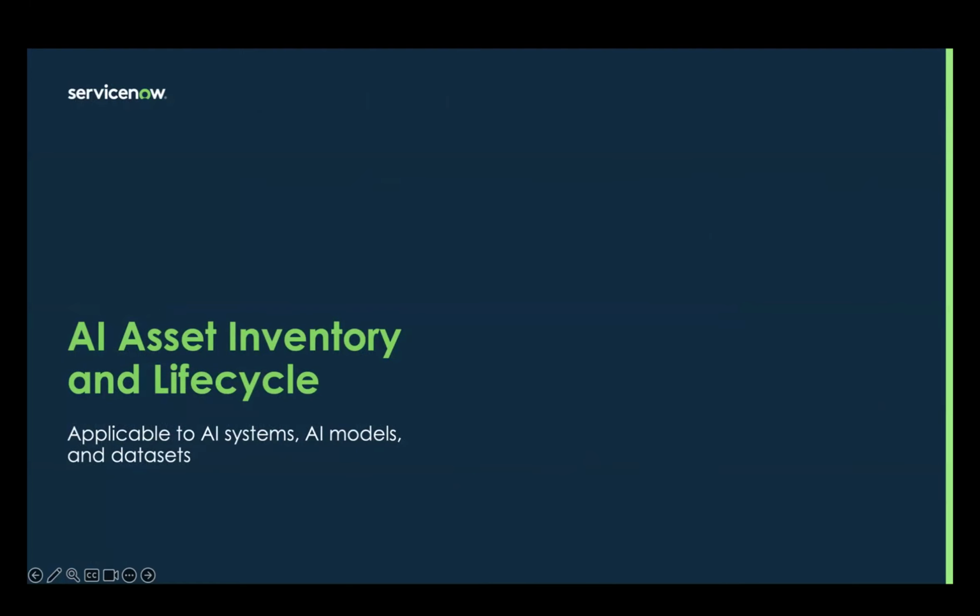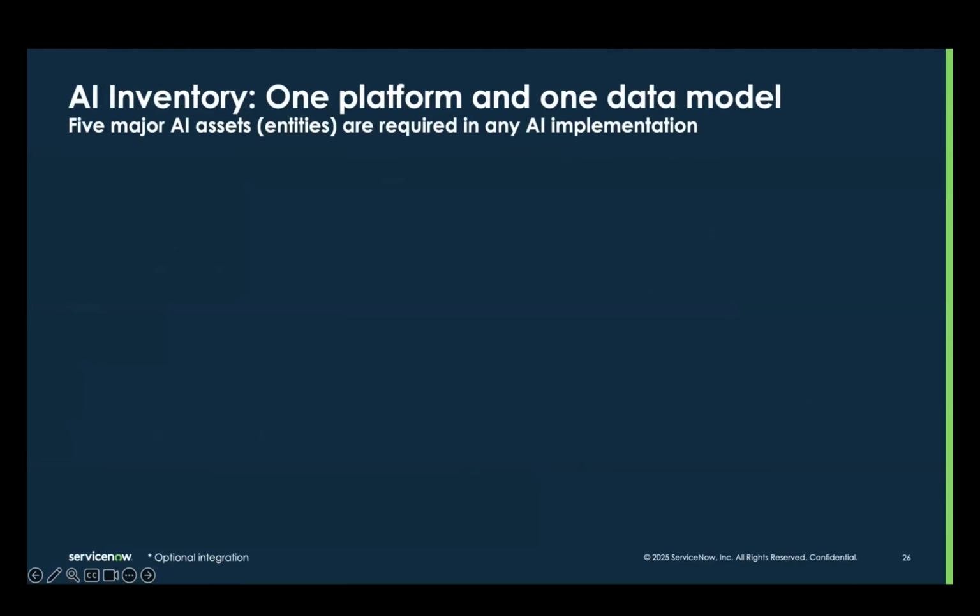So let's have a little look into the AI asset inventory and lifecycle, which is kind of at the core of that. The foundation of the AI Control Tower is that AI inventory, which connects all aspects into that one single data model running on the platform. And of course, it runs on an existing CMDB if there's one there, and in some cases CSDM. And there are 5 types of AI assets in the implementation of any AI system. Well, that's the way that ServiceNow has set that up and adopted it.